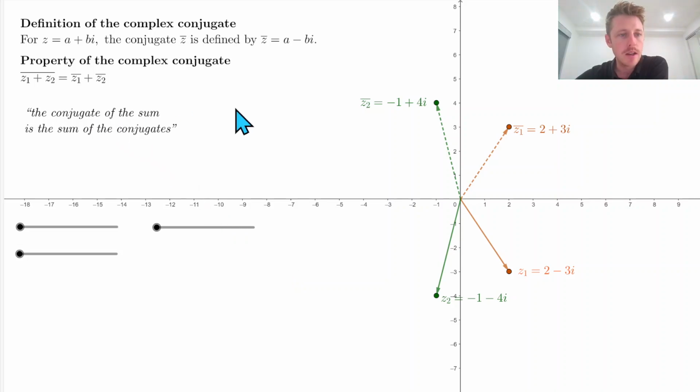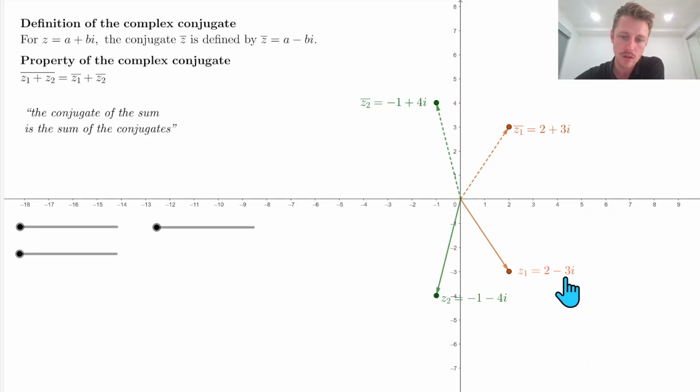Now we're going to look at a bunch of properties of the complex conjugate. So one of those properties says the following. It says that the conjugate of a sum is the sum of the conjugates. So let's break that down with this diagram a little bit. It's basically saying if we take z1 and we add z2 and then take the conjugate of it, that's on the left-hand side here, that's the same thing as the conjugate of z1 plus the conjugate of z2. So let's explain that in a bit more detail.